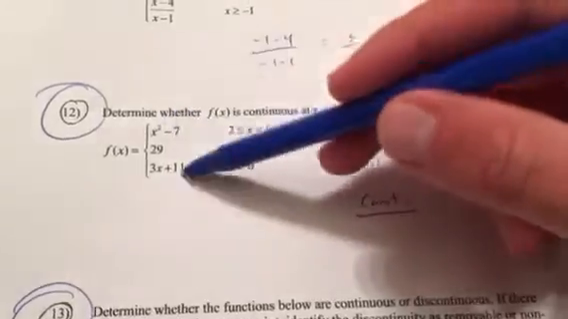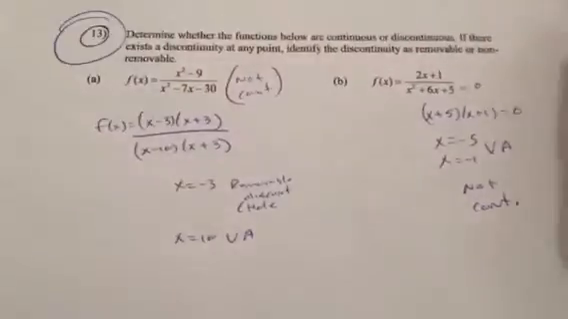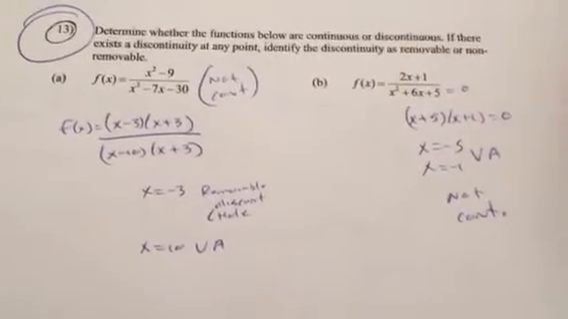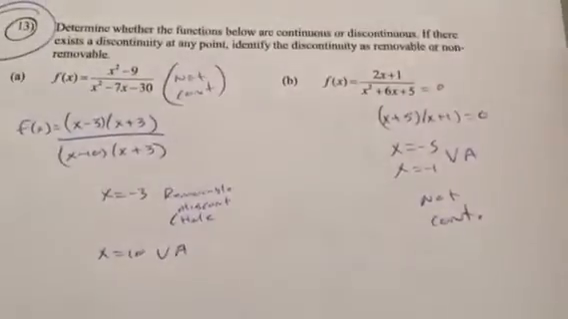Plug 6 in everywhere, you get 29, 29, 29. It is continuous. And then lastly, guys, the first one's not continuous because you have a hole and a vertical asymptote. Second one is not continuous because you have two vertical asymptotes.